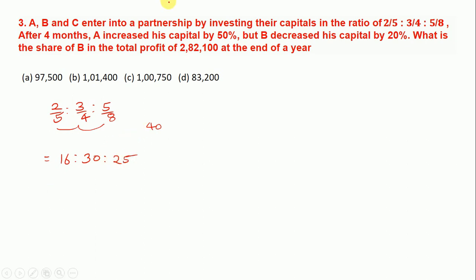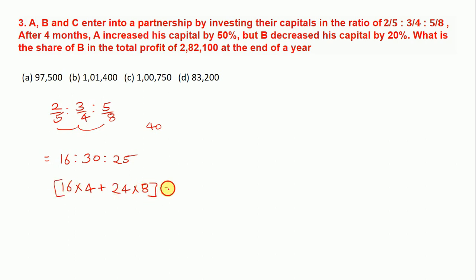After 4 months, A has increased his capital by 50%. Initially the investment was 16 and the time was 4 months. Now he has increased his investment by 50%, and 50% of 16 is 8, and 8 plus 16 is equal to 24, and the time is 8 months. So this is for A.